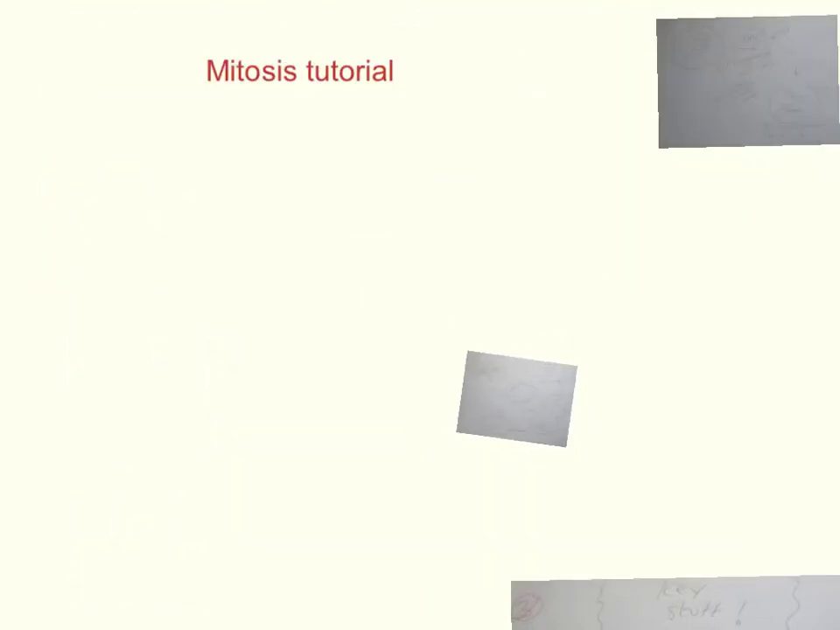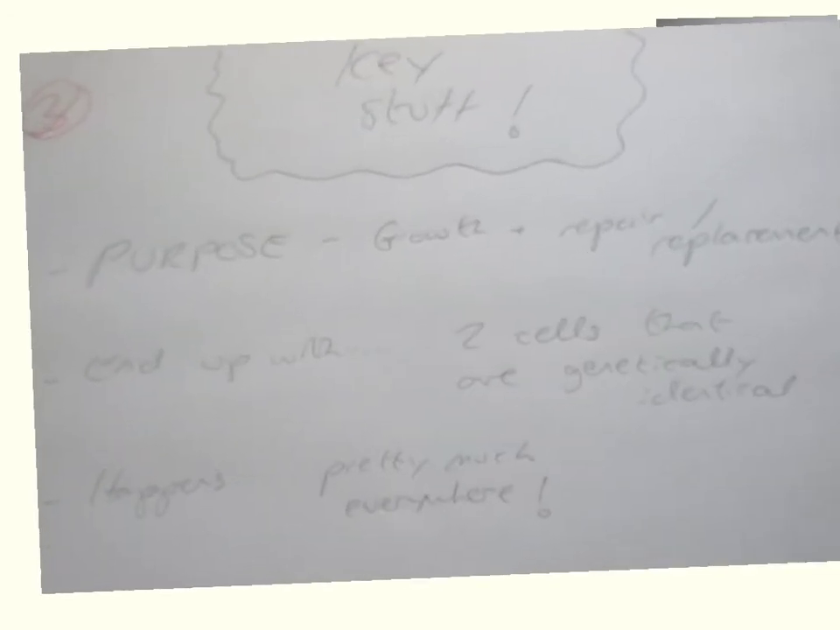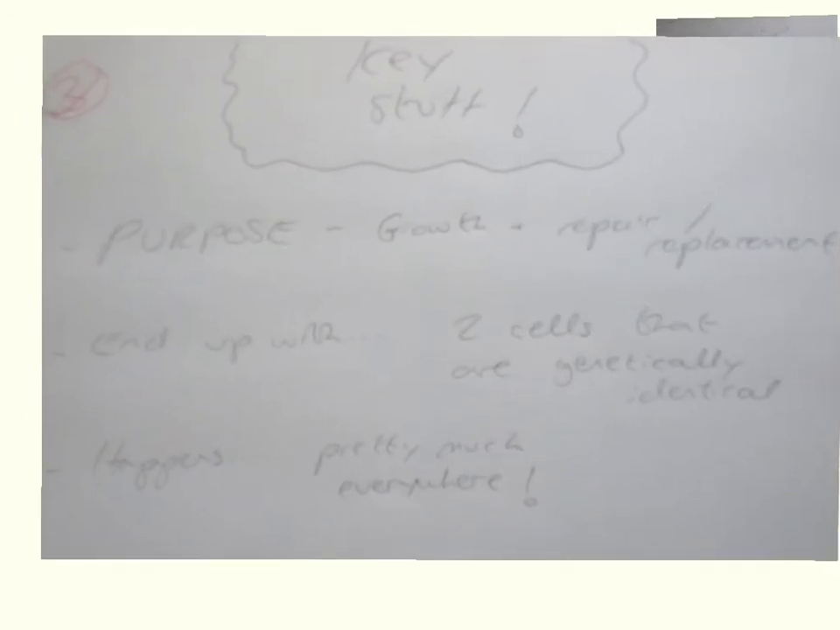So just to summarize then, what you need to know about mitosis. You need to know the core purpose of it. Now, I've not said this before in this little tutorial, but the whole point is, this is how we get bigger. This is how we grow. This is also how we repair and replace cells. So we end up with, next point, two cells that are genetically identical to the parent cell that we started off with, apart from where there's been random mutations.